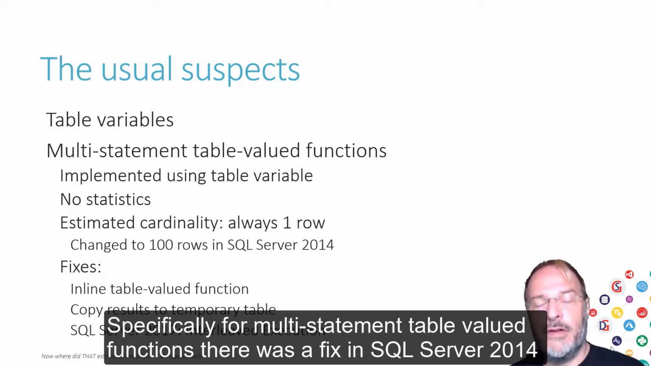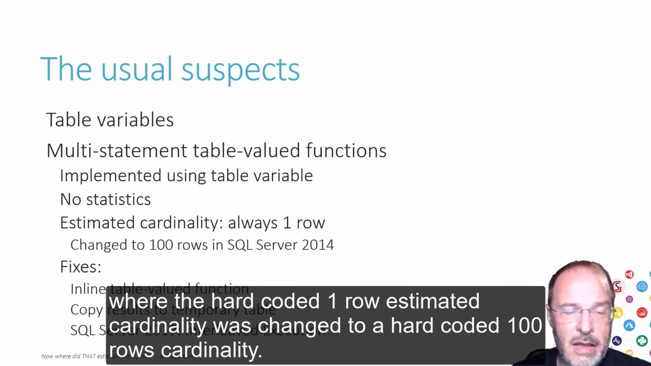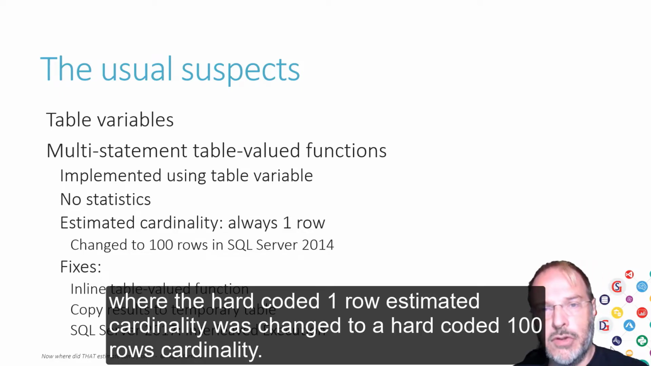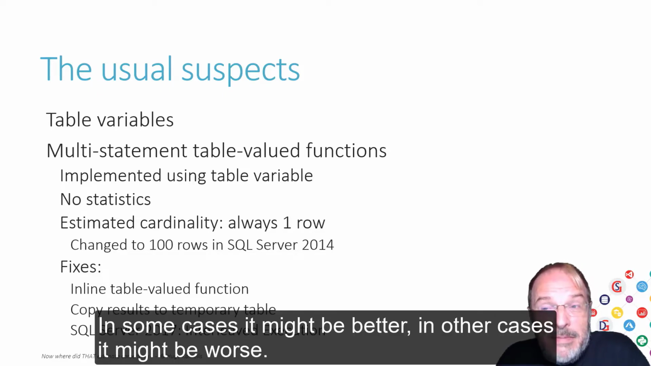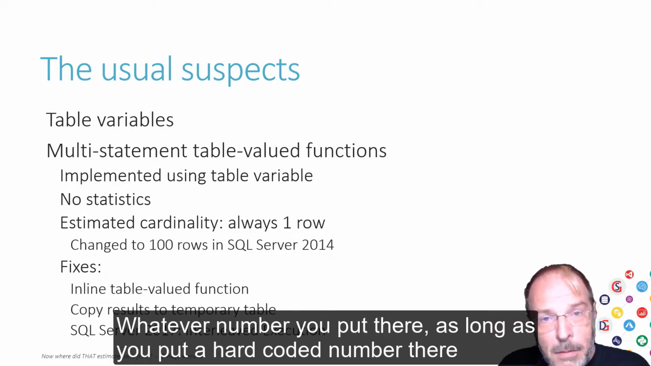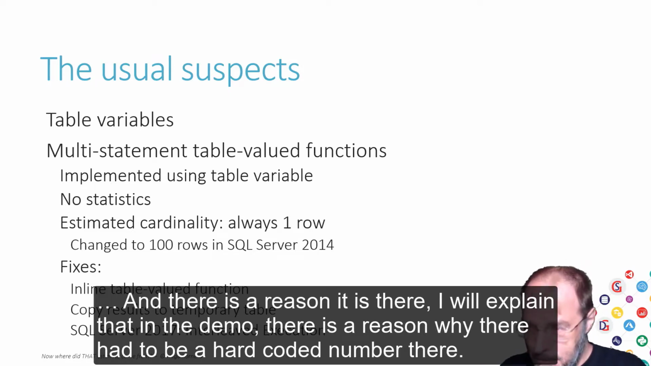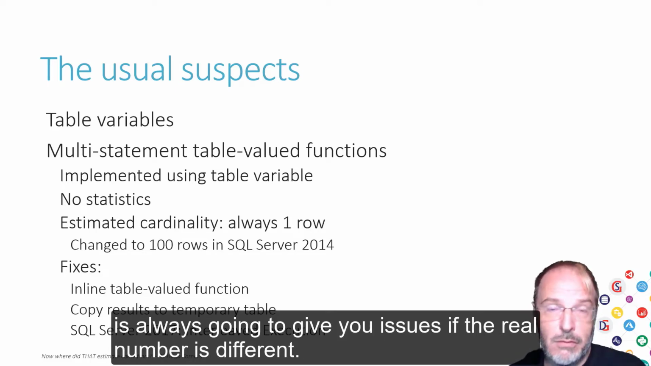Specifically for multi-statement table-valued functions, there was a fix in SQL Server 2014 where the hard-coded one row estimated cardinality was changed to a hard-coded 100 rows cardinality. Now, is that better? I don't know. In some cases it might be better. In other cases it might be worse. Whatever number you put there, as long as you put a hard-coded number there, and there is a reason for that, and I will explain that in the demo. There is a reason why there had to be a hard-coded number there, but any hard-coded number you put there is always going to be wrong, is always going to give you issues if the real number is different.